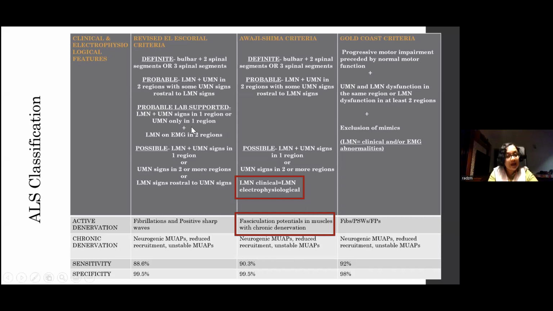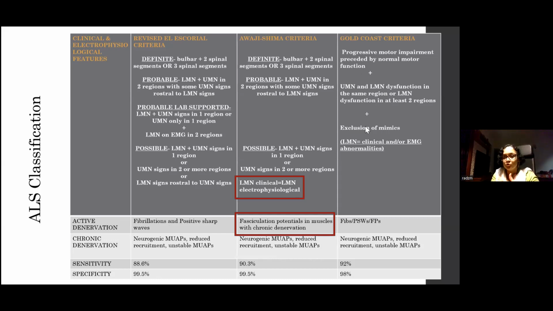They used to say probable laboratory supported, where you have LMN and UMN only in 1 region with LMN findings on EMG in 2 regions. Now that has been taken away in the Awajishima criteria, because the difference they made is that LMN clinically is equal to LMN electrophysiological. So in other words, you don't have to have lower motor neuron signs clinically. If you have lower motor neuron signs in the form of denervation electrophysiologically, that's as good as having lower motor neuron signs in that region. In addition, in the past, it used to be just fibrillations and positive sharp waves that were counted, but now fasciculation potentials along with neurogenic motor units are also counted.